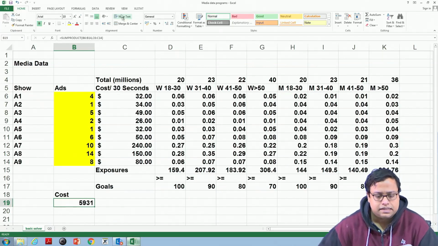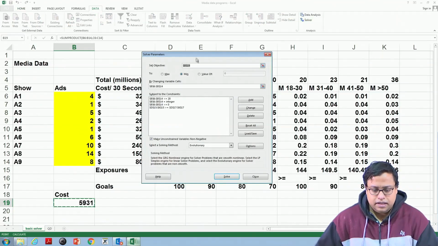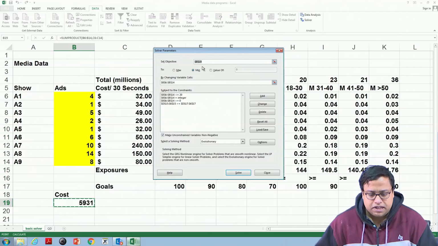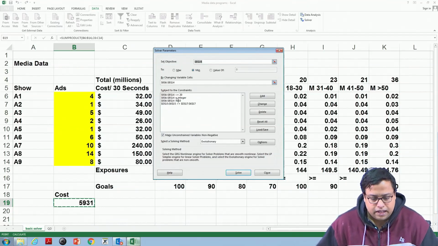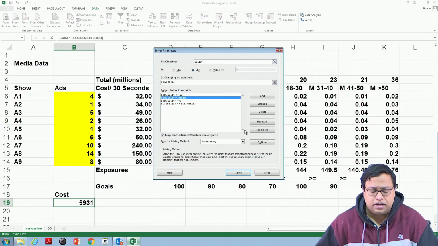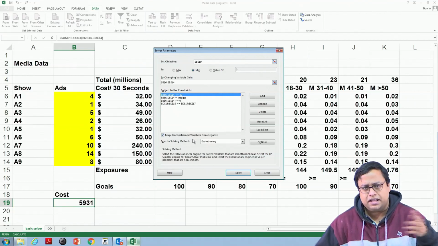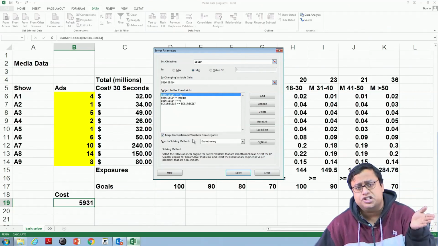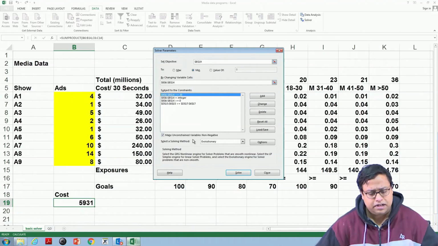How do I optimize this? I go to Data, Solver. See, the objective function is B19, this particular cell, which I try to minimize by changing B6 to B14, fair enough. Now, what are these things? One is B6 to B14 has to be integer, then B6 to B14 has to be between 0 and 20. I have taken the upper limit and lower limit because it is integer. There is an integer programming, I have to put upper limit and lower limit.